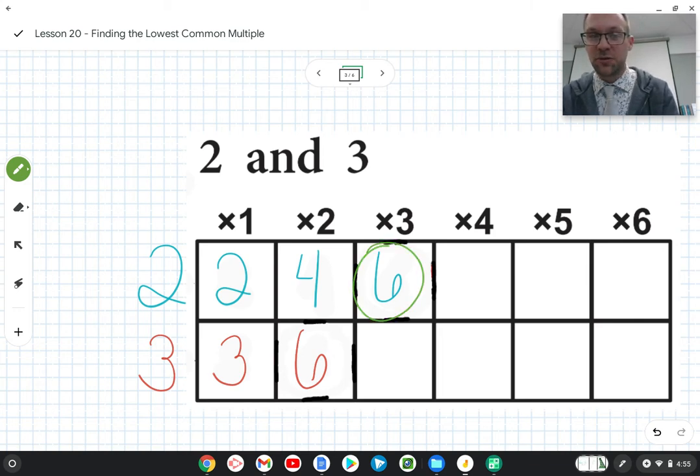And that lowest common multiple is 6 because it's the smallest, the lowest. Common, it shows up on both lists. It's something that 2 and 3 have in common. Multiple, it's the number we got when we multiplied 2 by a number and 3 by a number that exists for 2 and 3. So for today, we're done. We're not going to apply it to adding and subtracting. We're just trying to find lowest common multiples.